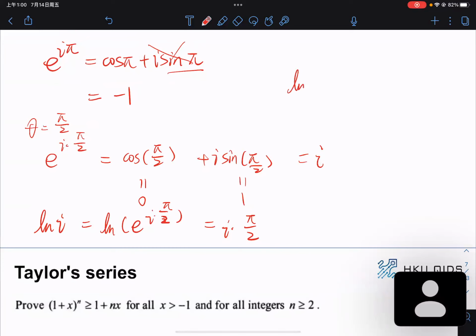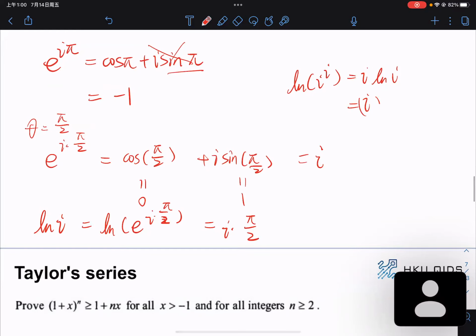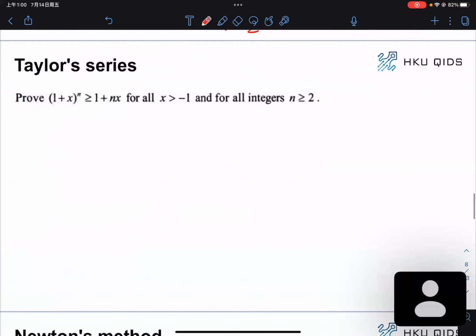So log of i to the power of i is going to be i log i. It's going to be i squared multiplied by pi over 2, which is negative pi over 2. Okay, so i to the power of i is going to be e to the power of negative pi over 2. We solved that. And for the second one, I believe it's super easy for you to get that.